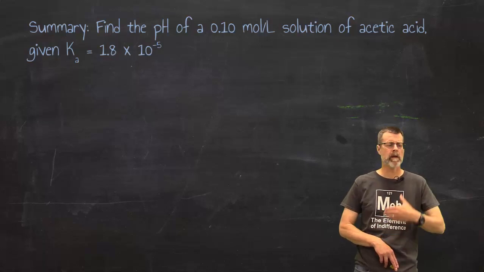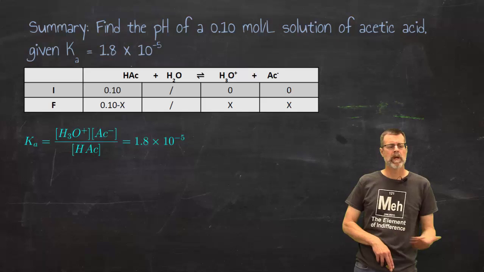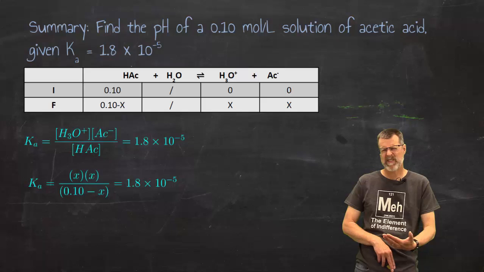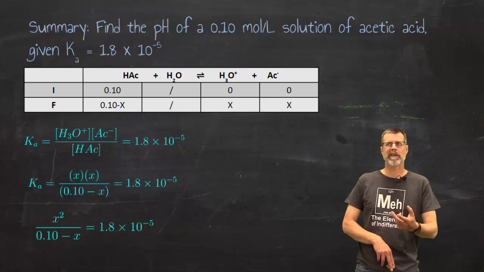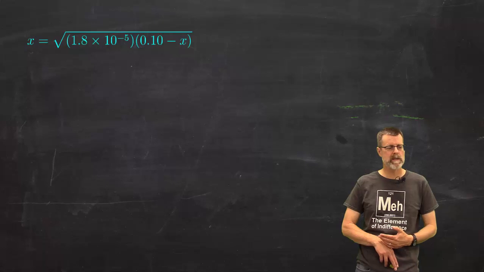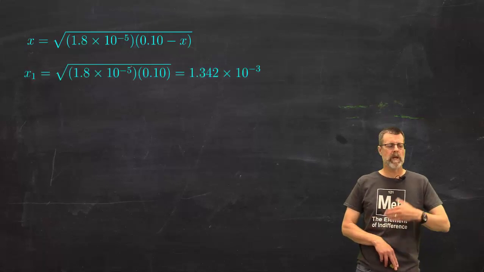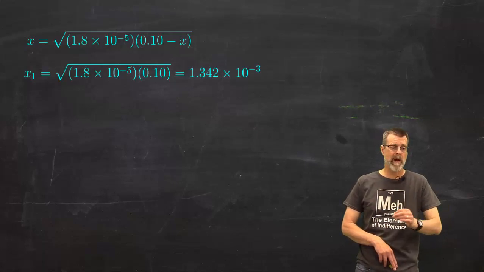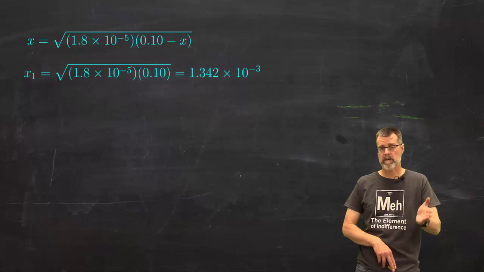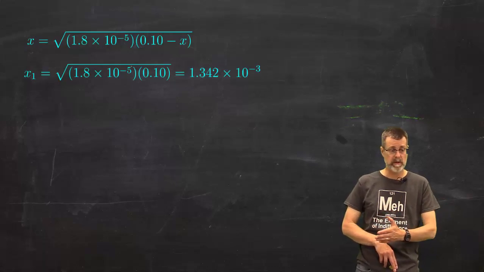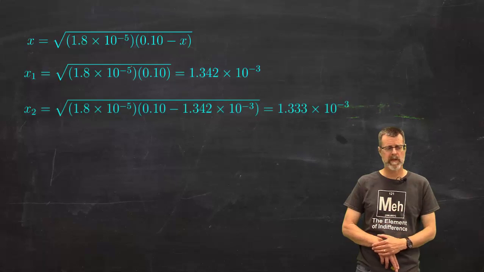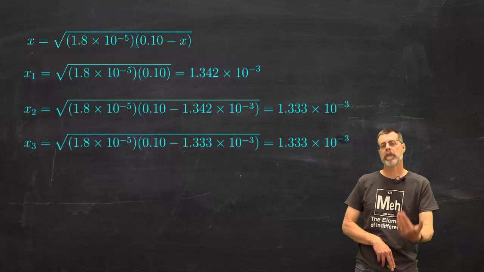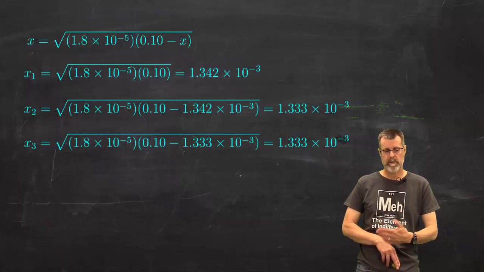Quick summary of that. I run my ICE table, I put my values in my equilibrium expression, I keep them in terms of x, rearrange and start to solve for x. Get into this expression, and then I start my guess and check. You don't need to put in all of the math. For example, I would probably just have x1 equals 1.342 times 10 to the exponent negative 3. Then my next line would be x2 equals 1.33 times 10 to the exponent negative 3. And my next line would be x3 equals 1.33 times 10 to the exponent negative 3.